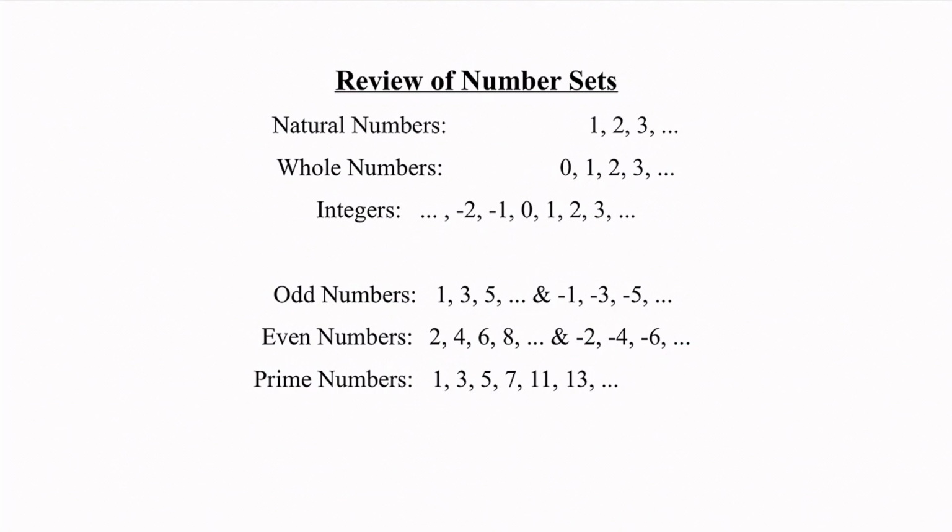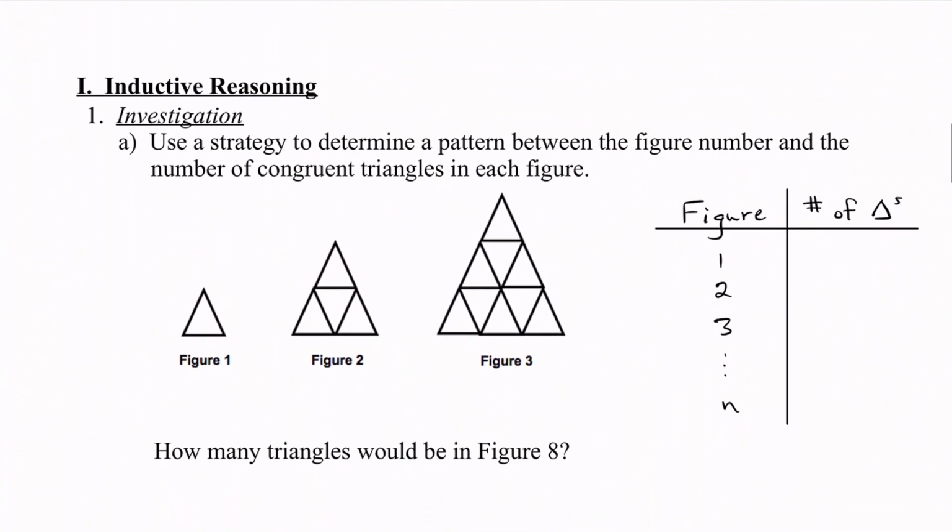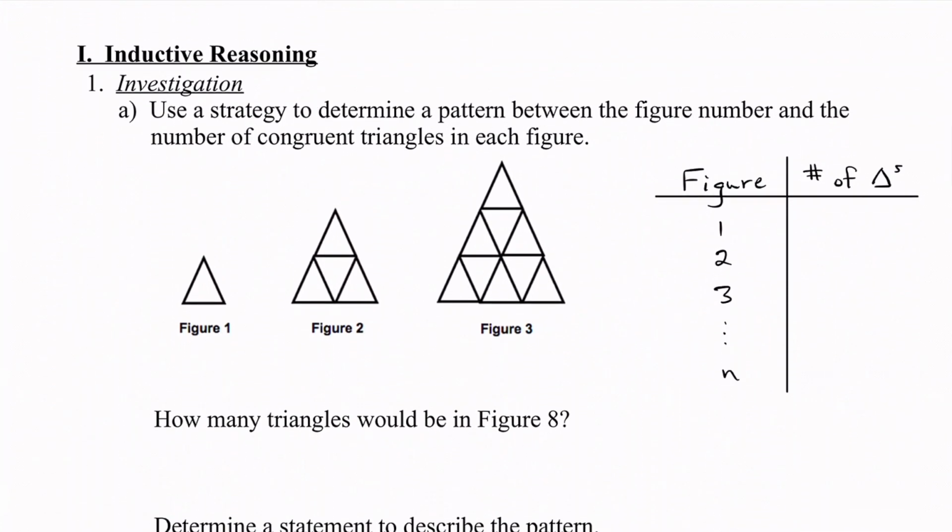And then prime numbers, these are numbers where the only factors that can go into it are 1 and itself. So now that we've looked at that, let's go back to that investigation here. And it says, use a strategy to determine a pattern between the figure number and the number of congruent triangles in each figure. So we're going to try to figure out, if I'm given a certain figure number, I can figure out how many triangles are going to be in that figure.